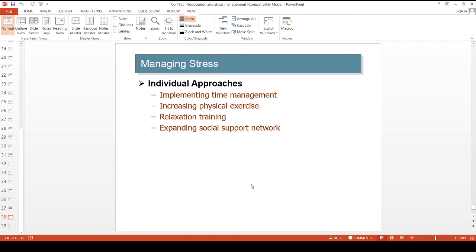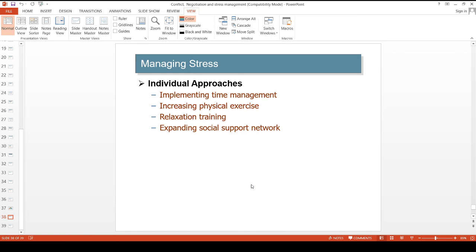Now, how can we manage stress? There can be different individual approaches and different organizational approaches. In order to reduce stress, you will have to manage your time. Time is a very important source of stress nowadays. You always have limited time, and you have a lot of things to do within that particular time. So if you manage your time, you will be able to manage much of your stress.